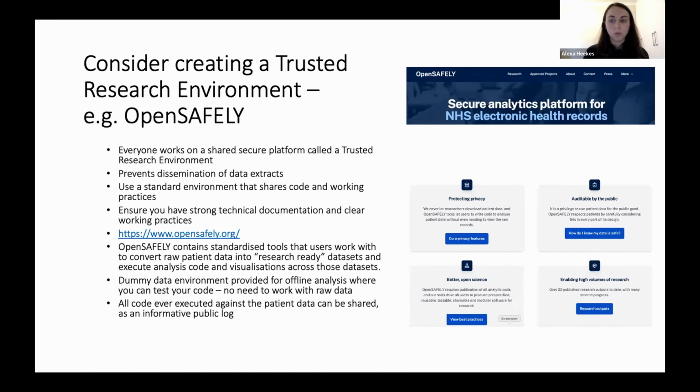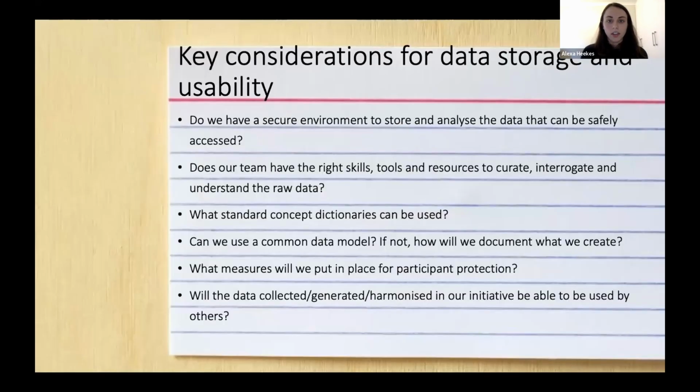This means that the raw data and large perturbed data sets never actually have to be released. And all the code that you execute against patient data can then be shared, and it's available in a public log. So the public can log on and see how many people have tried to access different kinds of data, and what analyses they have been doing. It's a really great idea, and I would encourage it for anyone working in a research environment that includes harmonized data. So finally, just some key considerations for data storage and usability.